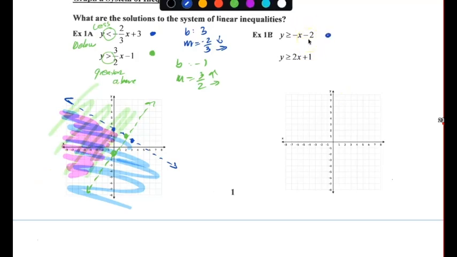Let's go on to this one. Same concept. So we're going to graph that one. My y-intercept here is negative 2. My slope is negative 1. I'm going to make that a fraction, negative 1 over 1.